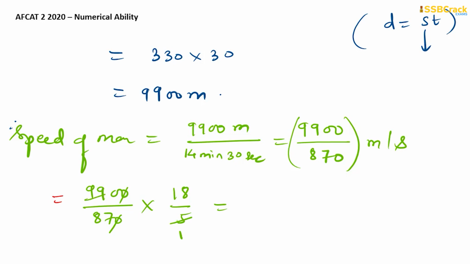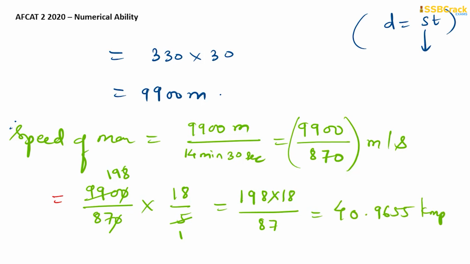So 51, right? So then we have 49. So 5 nines are 45, right? So we have there 40, 8s are, right? So you can check 198 into 18 product, and then you shall divide it by 87. So you can have this speed in terms of kilometer per hour as around 40.9655 kmph. Okay, so based upon the options you can round off your answer and take it.